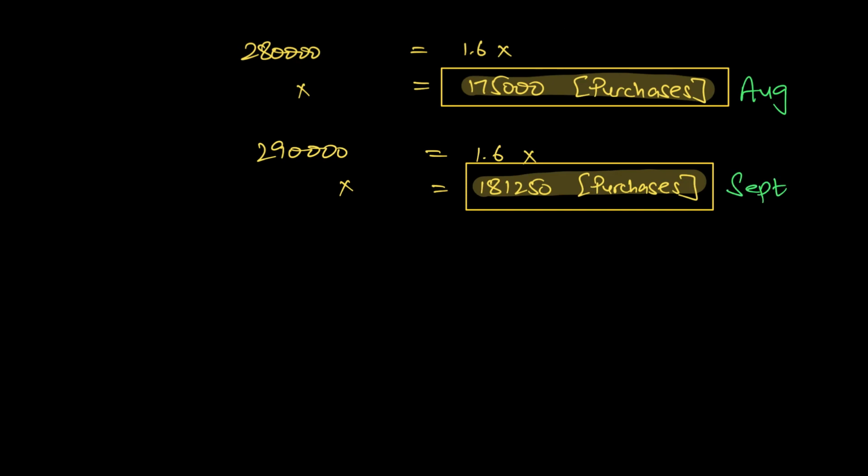Alright, so whenever you have a case where they've given you sales with the markup, we can use that markup to trace our purchases down. After which, we can use these purchases to find out the cash outflow required for the cash budget.